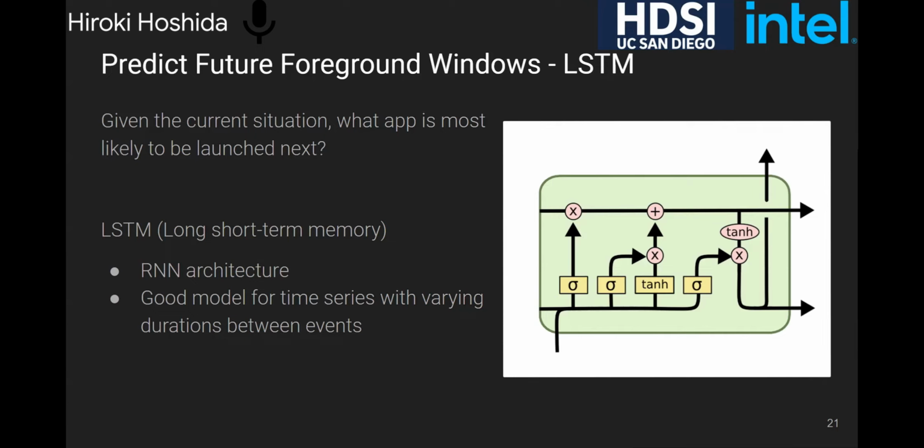So in this situation, we thought it'd be best to use a long short-term memory model, also known as an LSTM. An LSTM is a type of RNN that is more tailored for situations where the durations between events vary. In our case, the duration of time between each application is different, so an LSTM is a good fit for our use case. This image here shows the inner workings of an LSTM model.